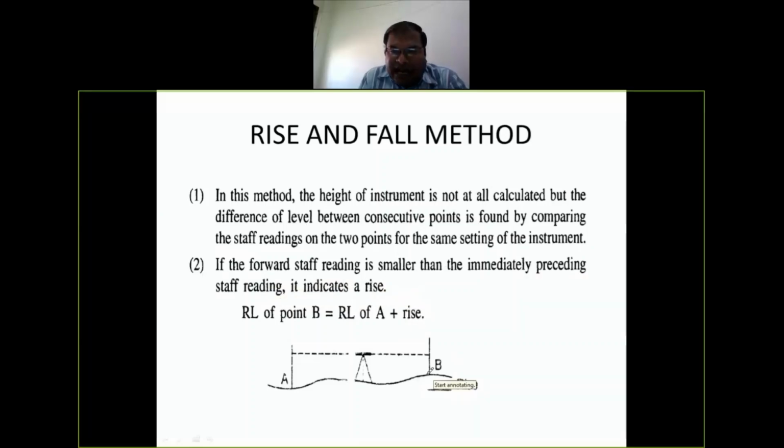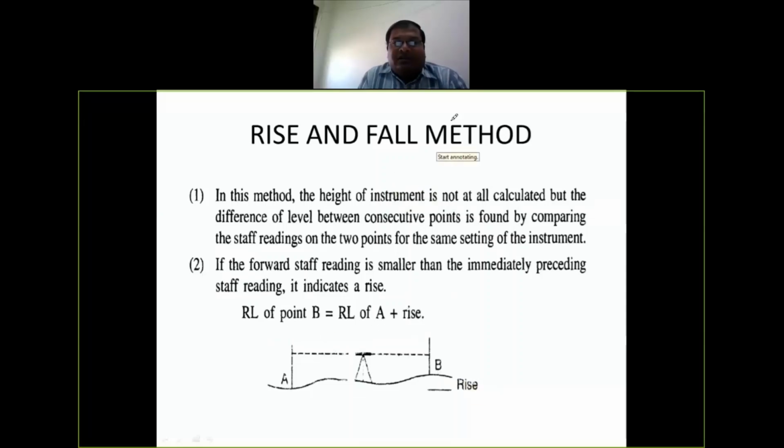So if you want to find RL of this particular point B, what we have to do? RL of this particular point A, you can see. This line is somewhere here, and this much of rise, you can see. So RL of point B is equal to RL of point A plus rise.